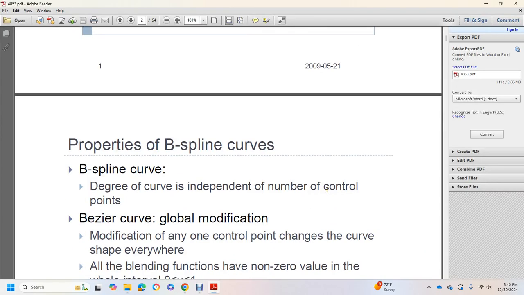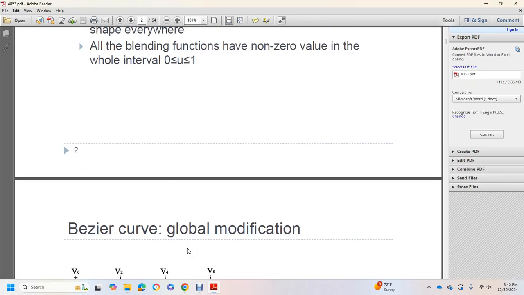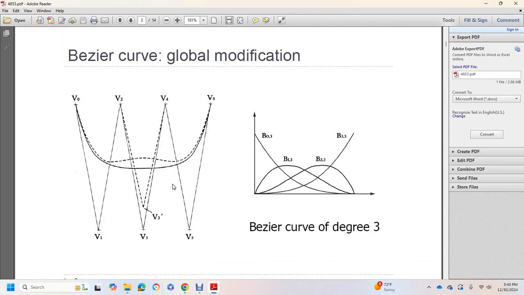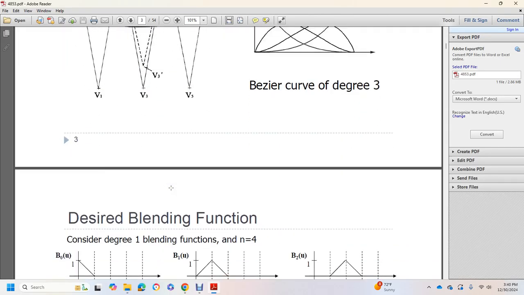Properties of the B-spline curve: the degree of the curve is independent of the number of control points. It has global modification: a change to any one control point changes the curve everywhere, since all the blending functions have non-zero values over the whole interval for degree u greater than or equal to 1. Example: a curve of degree 3.